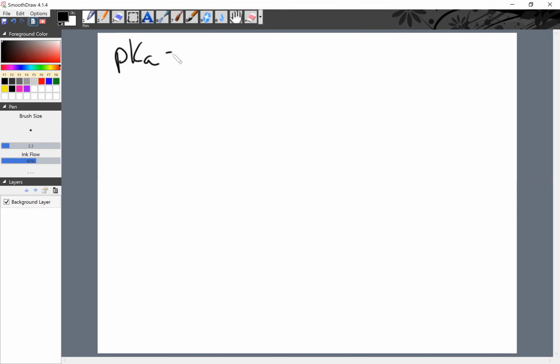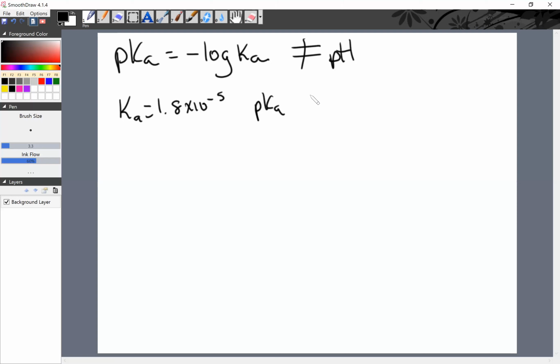The pKa is the negative log of the Ka. This is not pH. This is literally the negative log of the Ka. But sometimes it's a nicer number, one of those bigger numbers, so that we can compare them. So for acetic acid, the Ka is 1.8 times 10 to the minus fifth. If I take the negative log of that, the pKa is 4.74.